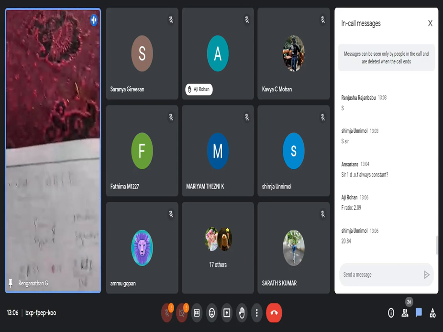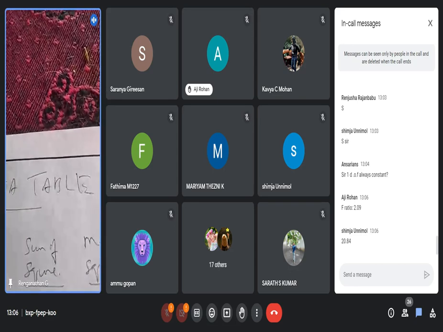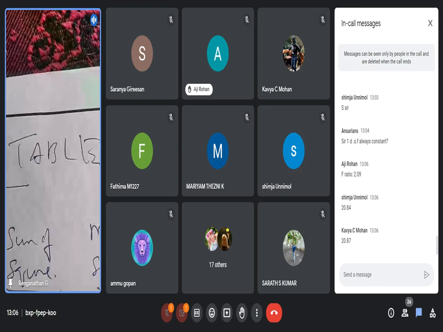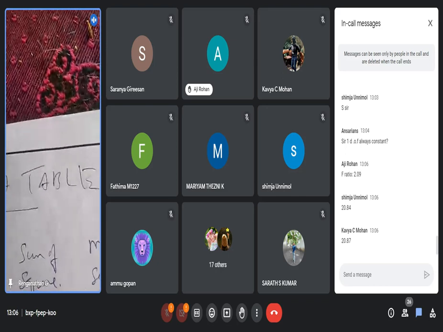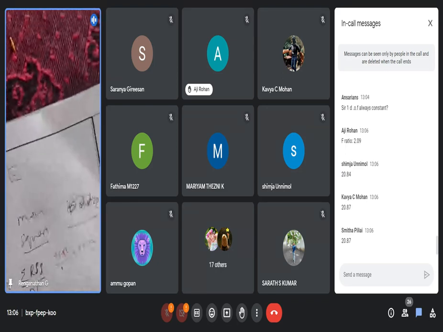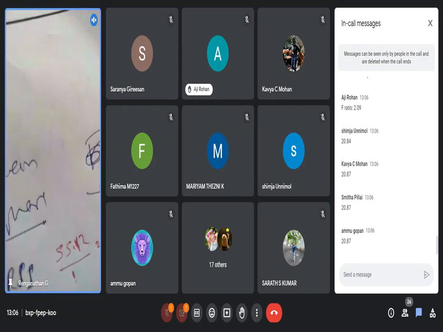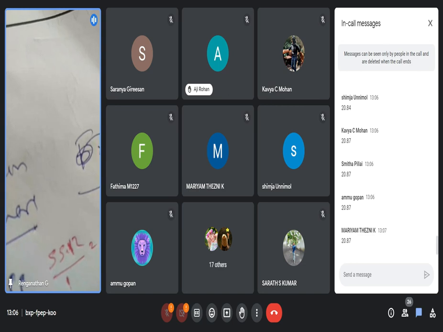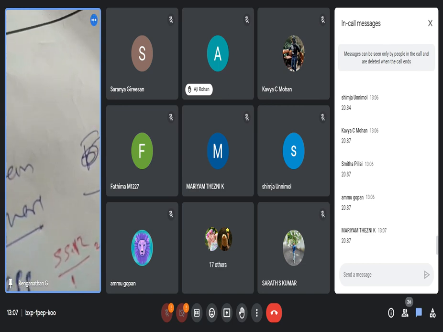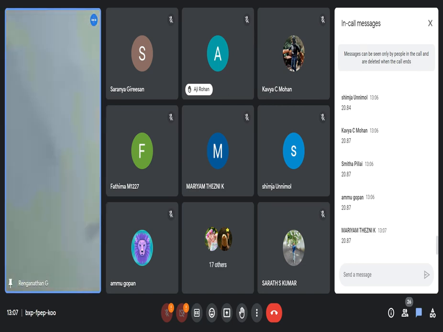So 20.84. Somebody shows a different answer. 20.84 is the answer. 20.87. Okay, 20.87 is the calculated value. This is the calculated value.